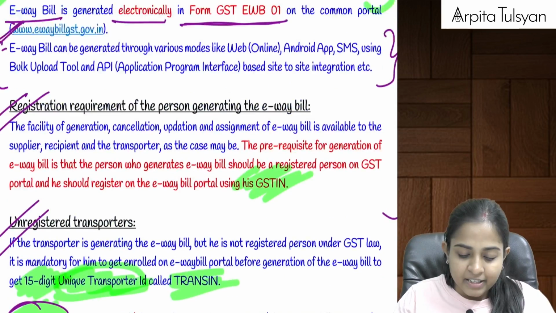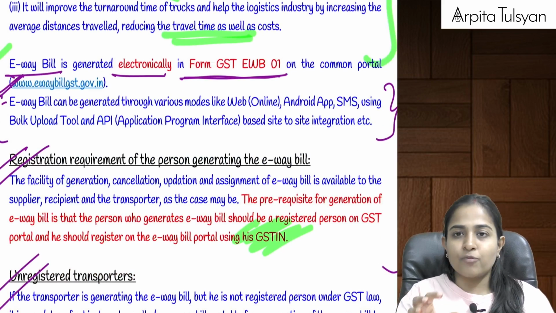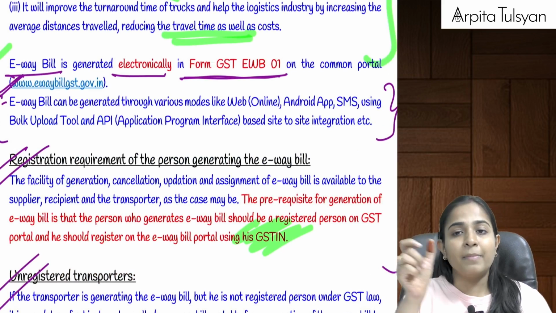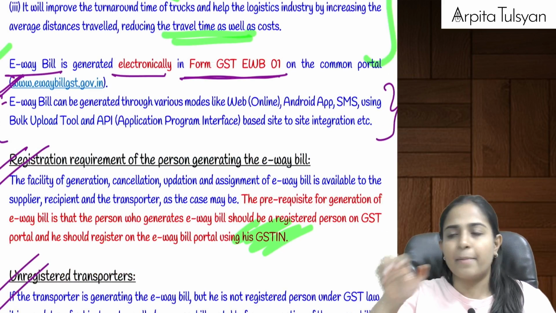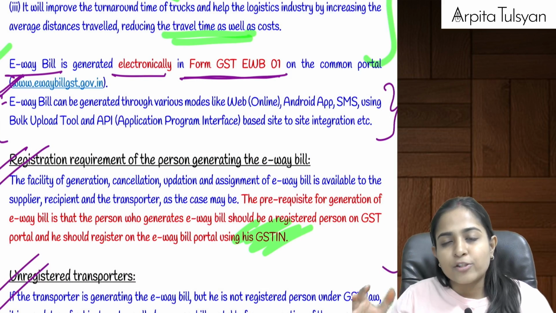Are you understanding this? Yes. So this is what we studied. I'll tell you, e-way bill is divided into two parts, part A and part B. Part B is always to be filled by whom? Always by the transporter.